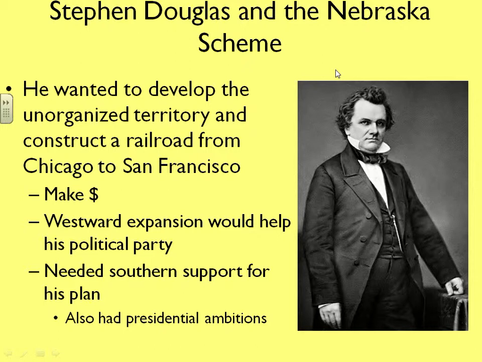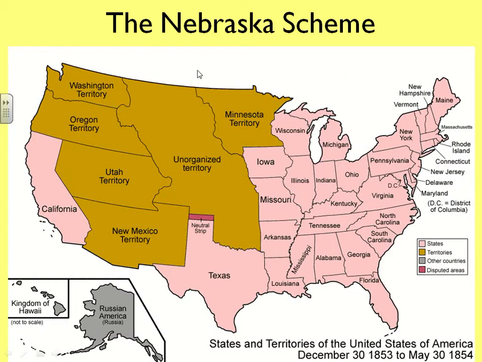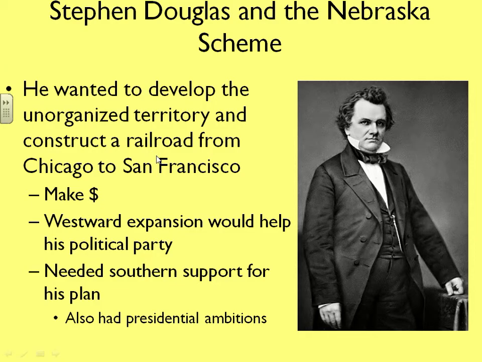He wanted to develop this unorganized territory, this area here, which is the last bit from the Louisiana Purchase. He wants to develop it with the railroad from Chicago to San Francisco, and he wants his home city of Chicago to be the eastern end of this railroad that would connect to the Pacific. And with that, Chicago would boost in its value. And he had a lot of property in Chicago that value would increase.